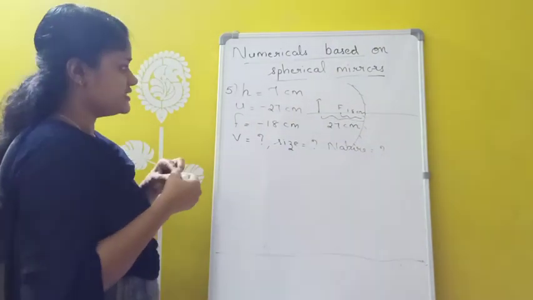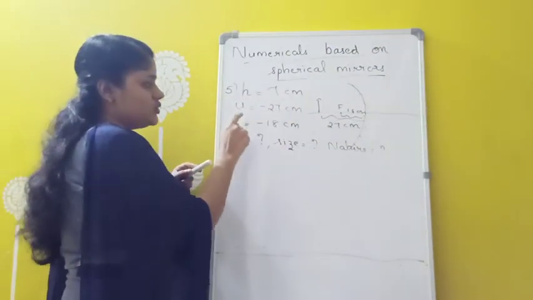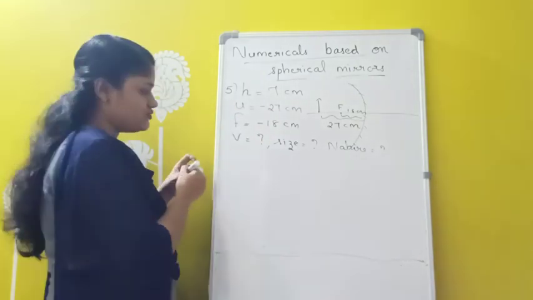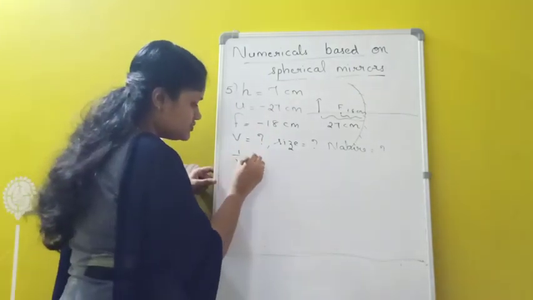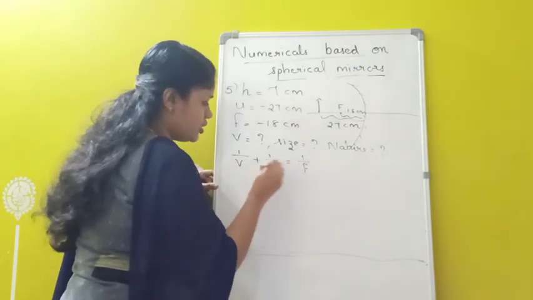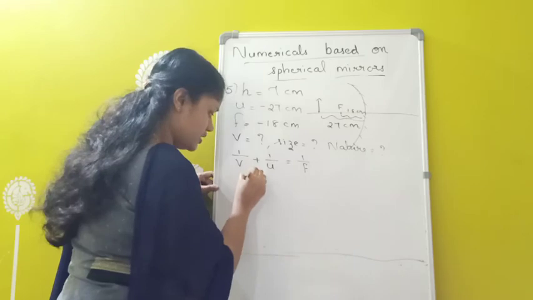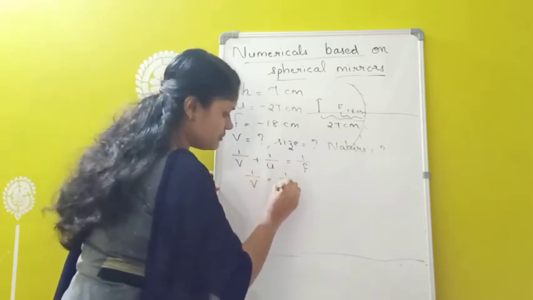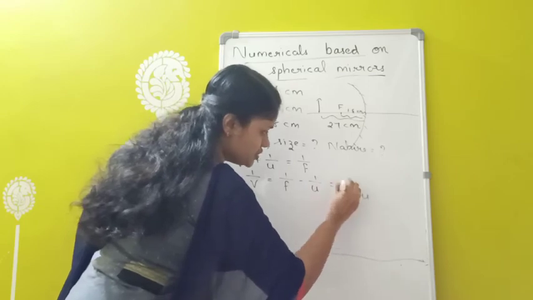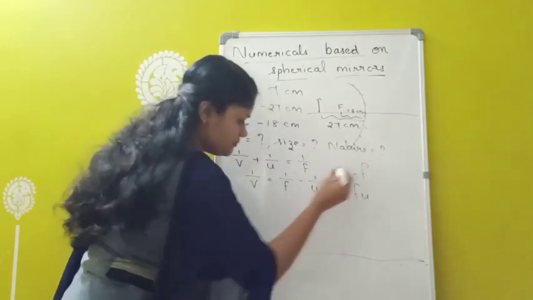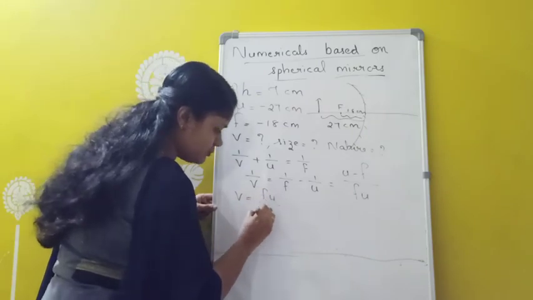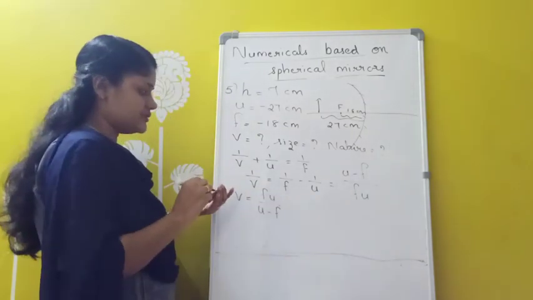So here also, what data is given? H is given, then u and f are already given. We have to find v. You can use which one? Mirror formula. So 1 by v plus 1 by u equals 1 by f. From this you can take LCM. So 1 by v equals, first of all, 1 by f minus 1 by u. Take LCM f into u, and here it is u minus f. Taking reciprocal, v equals fu divided by u minus f. Then substitute the values.